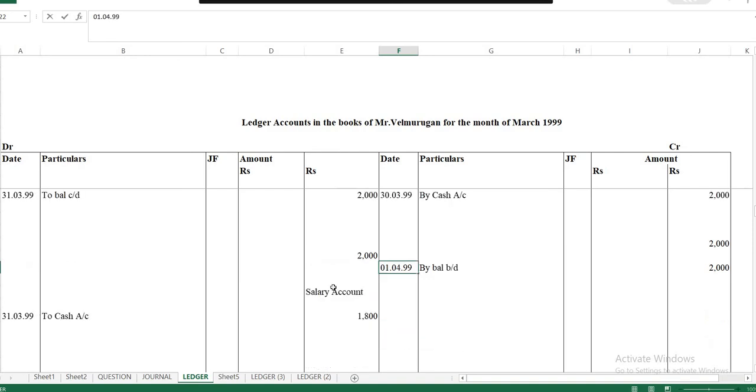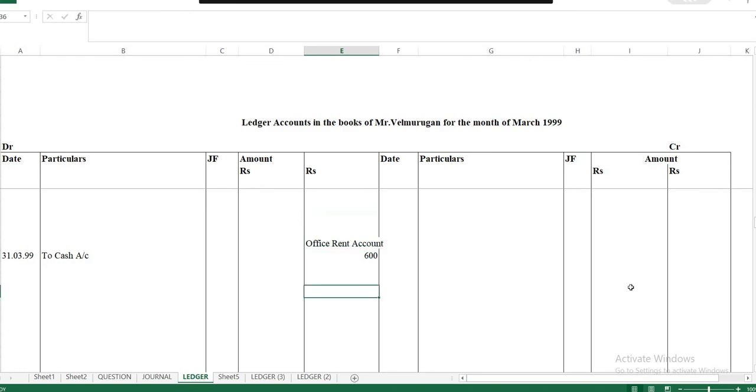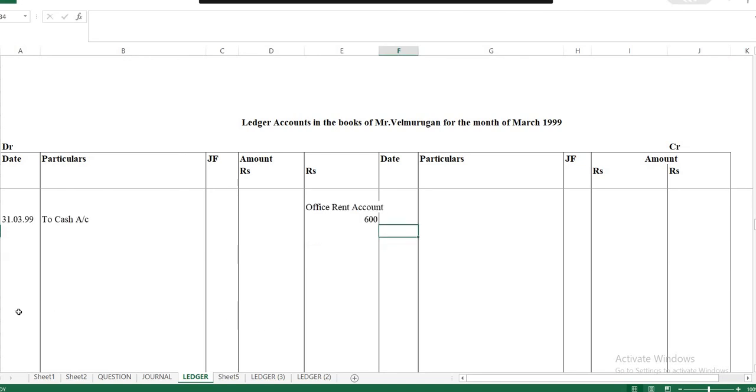Okay. Similarly for the salary account, put 1800, and here put 1800 by balance carried on, 31st March. And on 1st April 99, to balance brought on 1800. Office rent in the same way, put 600 equally, and here 600 by balance carried on, 31st March. And then on 1st April, to balance brought down, put 600.